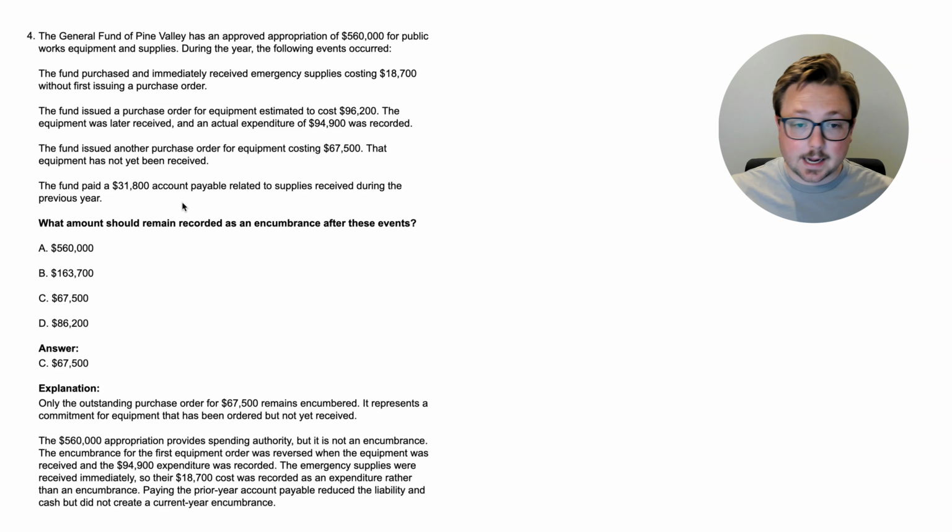So the entire encumbrance for this purchase order of the equipment is reversed because it was received. The whole order was received. So that's reversed. And then there was an expenditure.